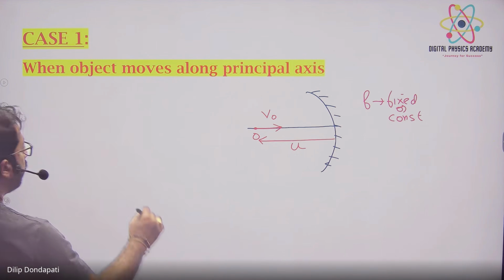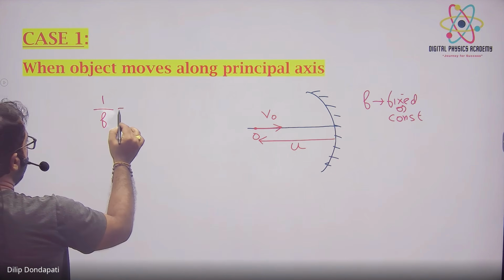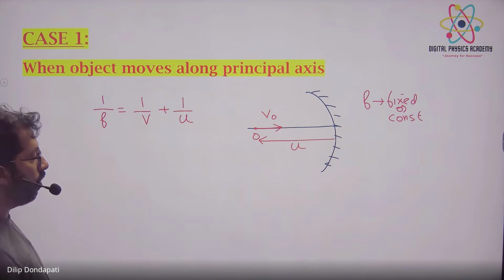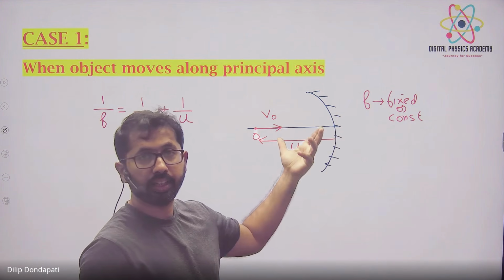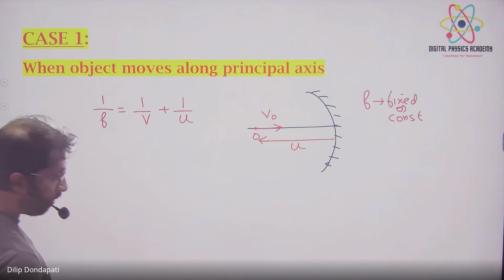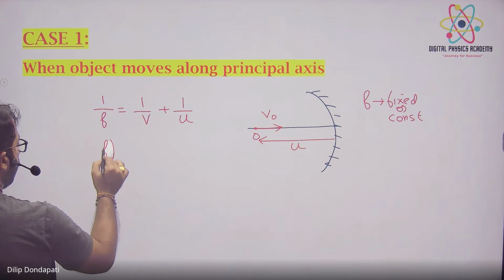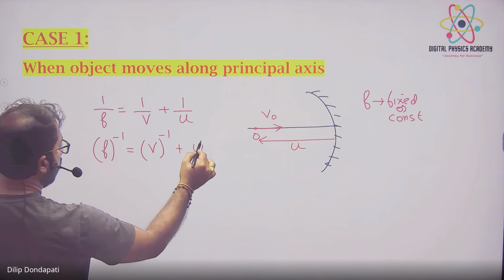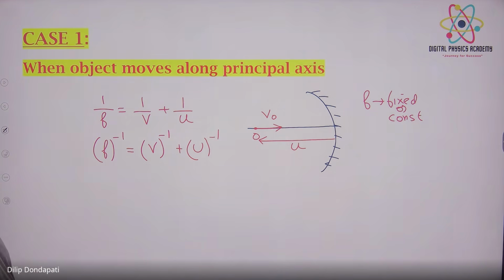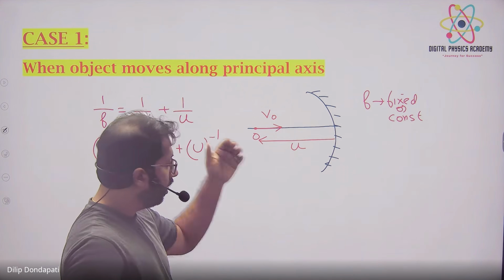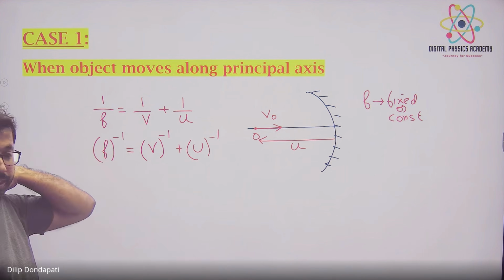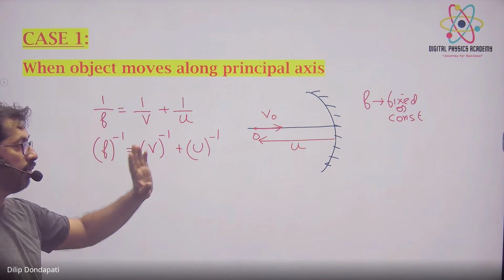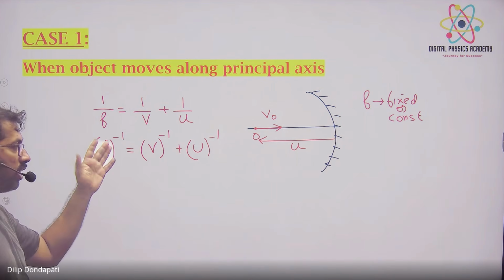Now see, we use the mirror formula: 1 by f is equal to 1 by v plus 1 by u. Our intention is to find what? Vi, the velocity of the image. We have to find that. I can write this as f power minus 1 equals v power minus 1 plus u power minus 1. We are differentiating each and every term with respect to time. Assume everything is time dependent; later we will see which is constant, and its differentiation will become 0.